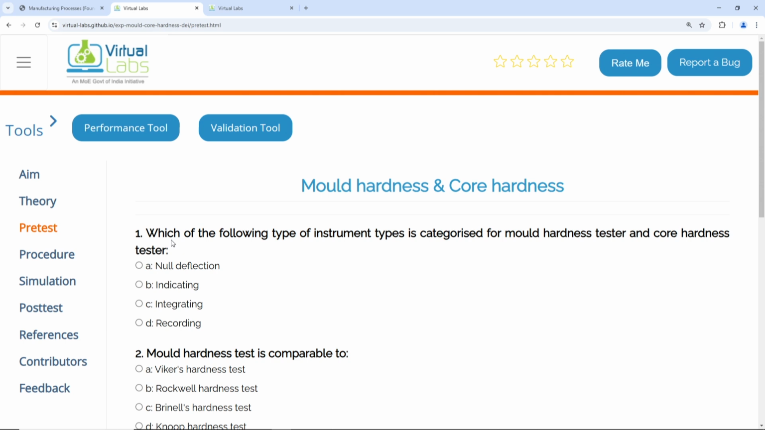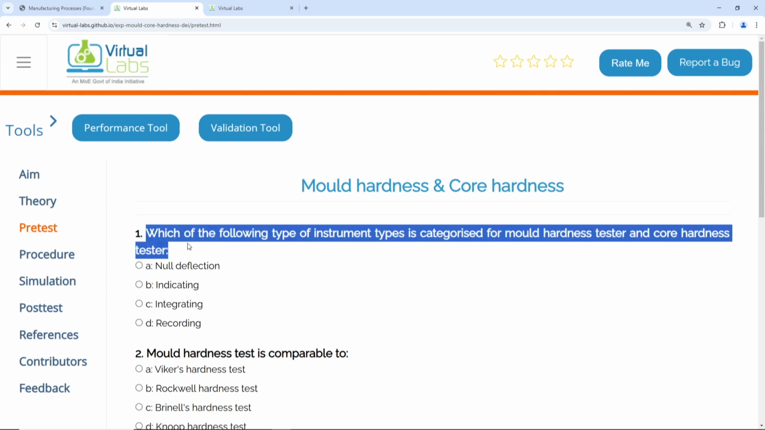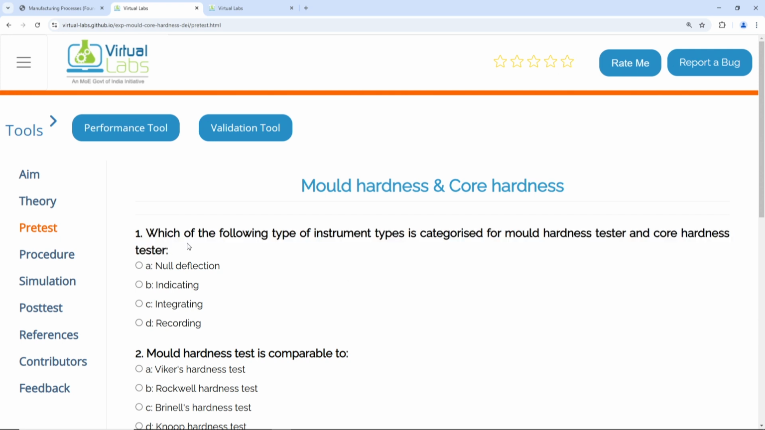Pre-test question 1 is, which of the following instrument types is categorized for the mold hardness tester and core hardness tester? I have told you those are the dial indicators. So, dial indicators are used. Study about these different kinds of instruments: null deflection, indicating, integrating, recording.